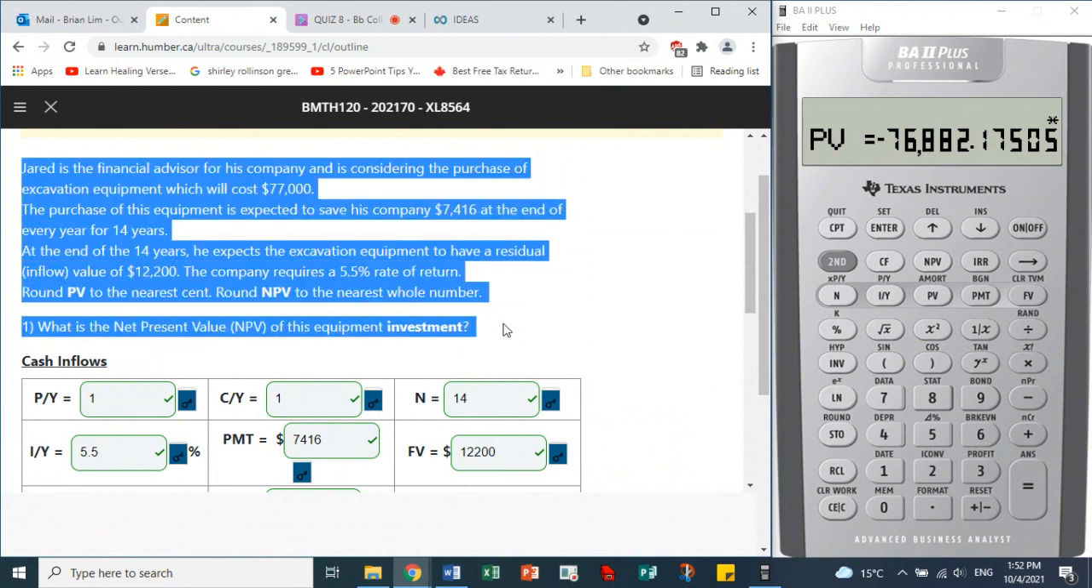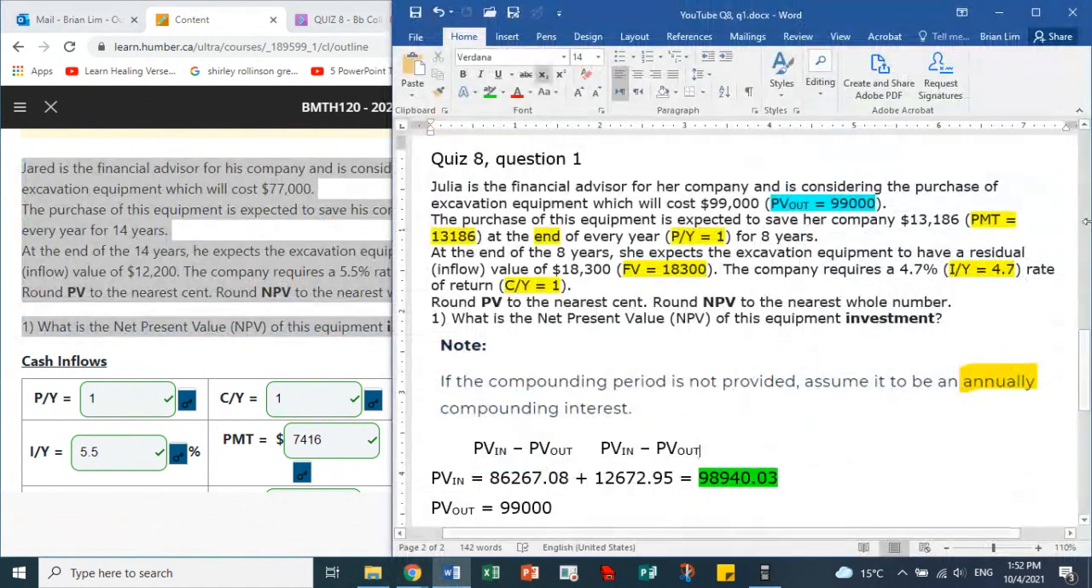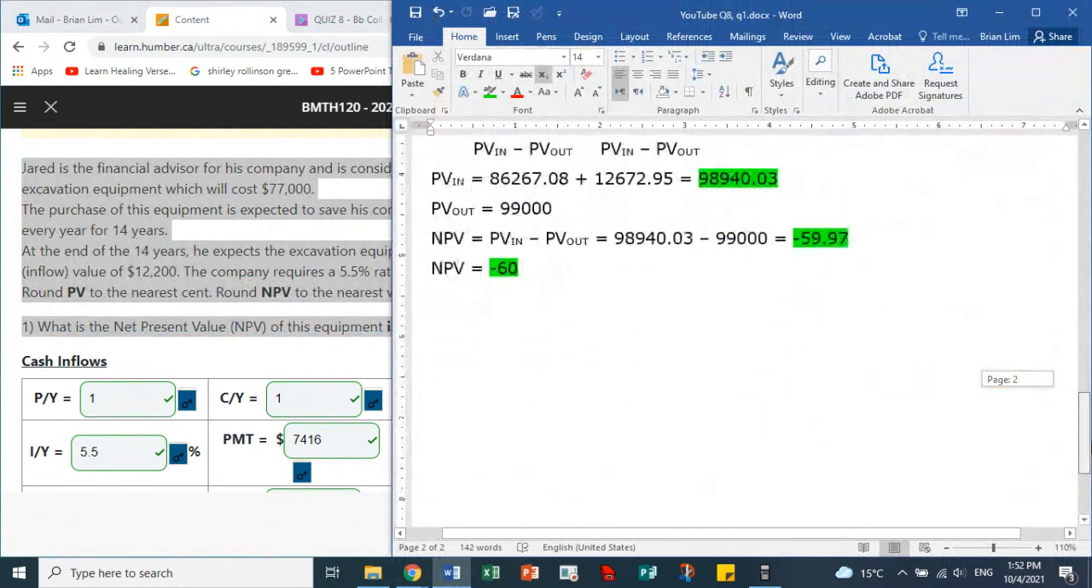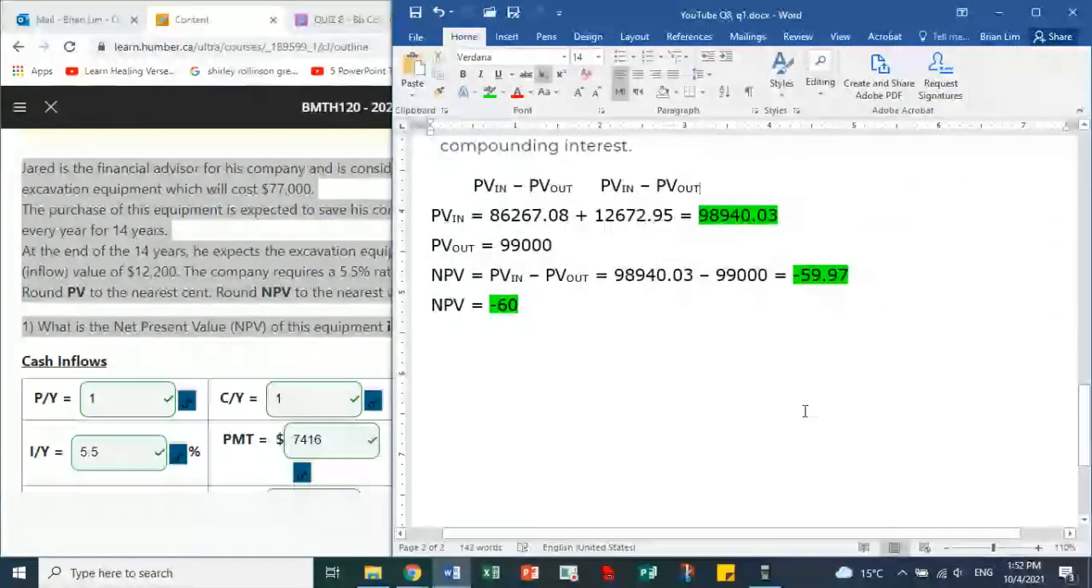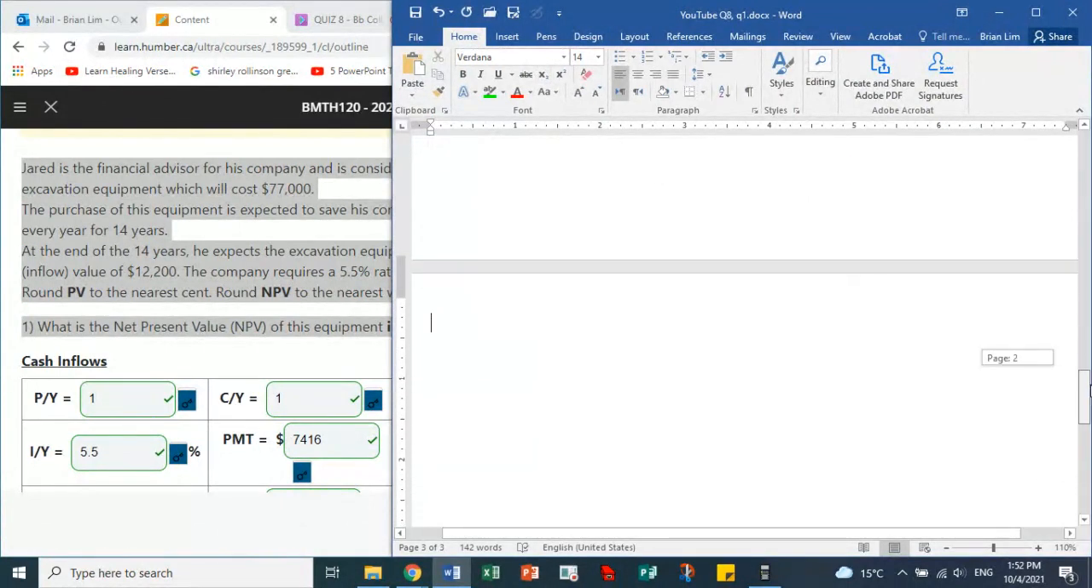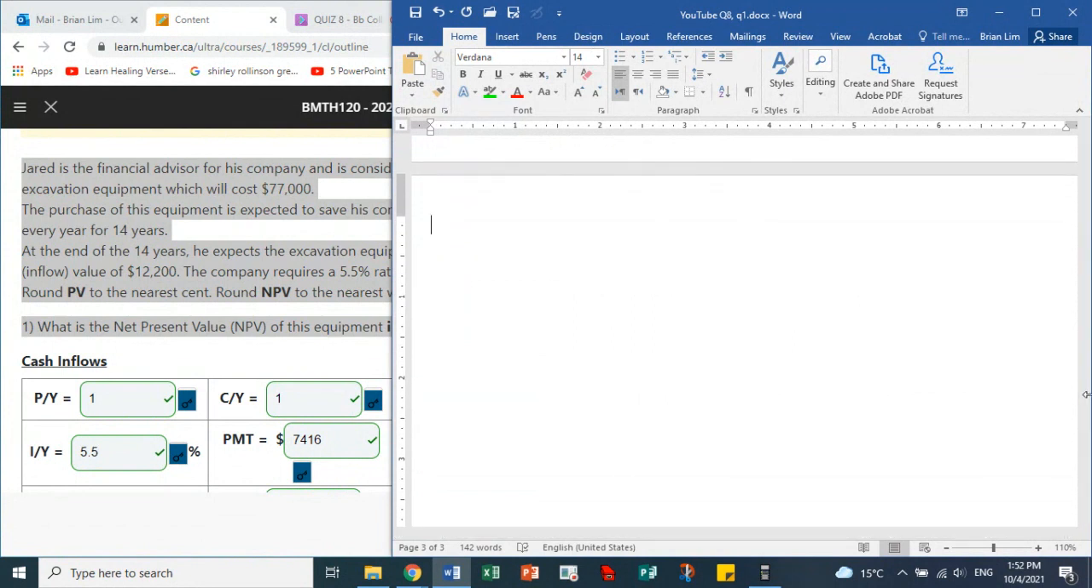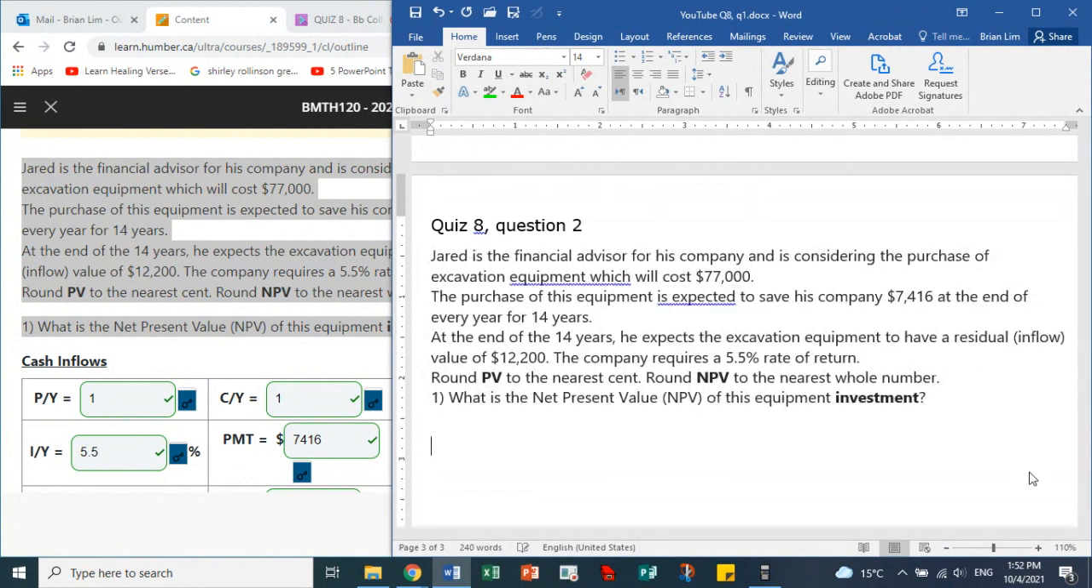So maybe, just to see the data, it might be a good idea for us to copy and then paste in here. All right, so let's go down, and maybe we should go to another page to start fresh and go to quiz 8, question 2. All right, so let's put the question in there, and hopefully it works. Yes, it does.